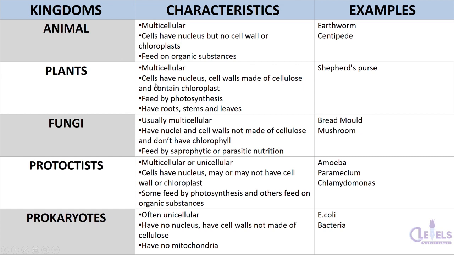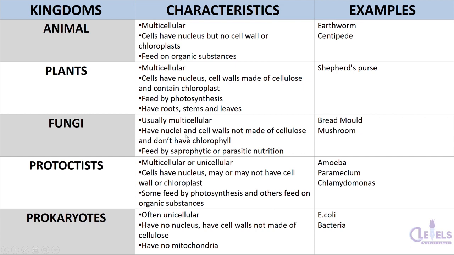Plants are the opposite. Plant cells also have a nucleus, but they have cell walls, which are made of cellulose, and they also contain chloroplasts, which contain chlorophyll and give the plants their green color. We know that plants feed by photosynthesis, and animals undergo respiration, not photosynthesis. Plants have roots, stems, and leaves, while animals have limbs, and some animals have wings, and others come in different features.